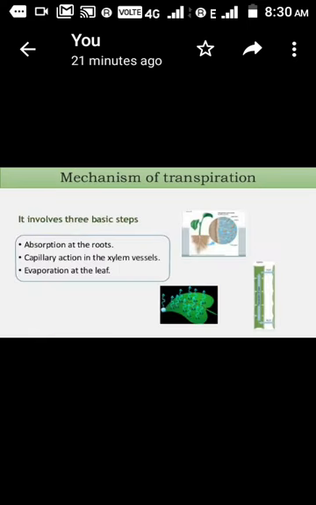Now these 3 basic steps: the first one is absorption of the capillary water by the roots, this is the first and initial step, and second is capillary action in the xylem vessel, that is because of cohesion and adhesion forces, and the third step is transpiration, evaporation at the leaf level. Okay, so these are the 3 basic steps that combine to perform the process of transpiration.